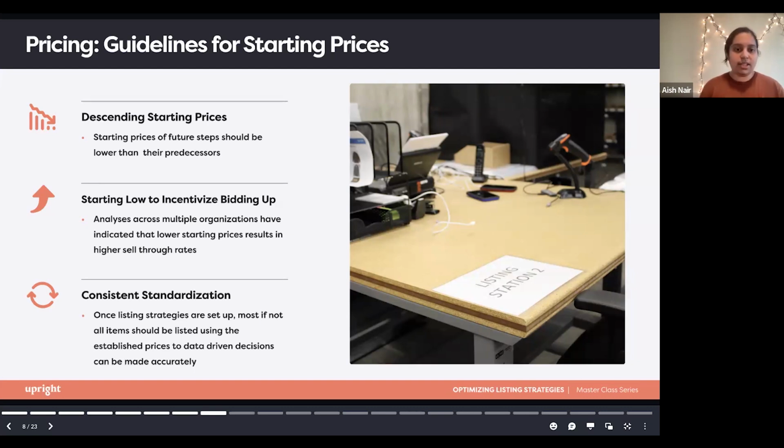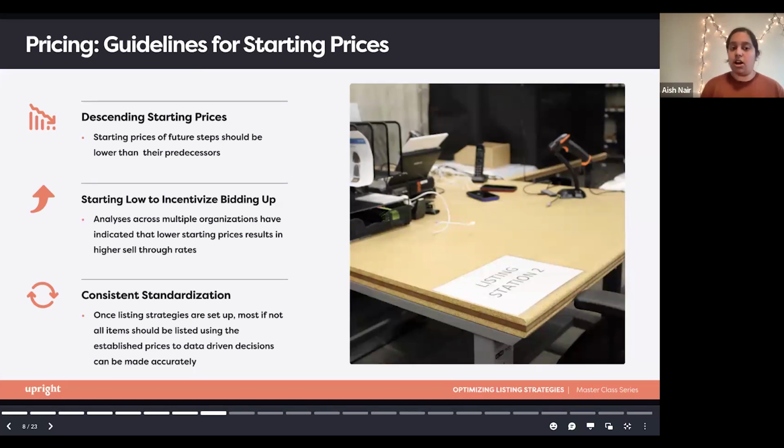Second, starting low to incentivize bidding up. We have done analyses across multiple organizations, different product categories, different starting prices, and very consistently, we've noticed a relationship between your sell-through rate and your starting price. As starting price starts to come up, your sell-through starts to fall, and that kind of makes sense because you're going to have fewer customers willing to pay that higher price right at the beginning.